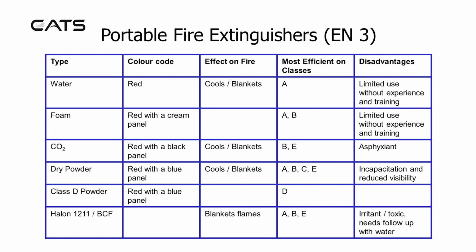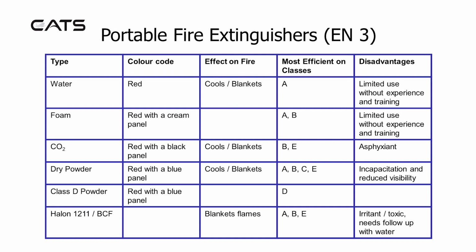Type: the water extinguisher has a red colour code. It cools and blankets fires and is most efficient on Class A. The disadvantage is it has limited use without experience and training. A foam extinguisher is red with a cream panel and is used on A and B fires. Carbon dioxide extinguishers are red with a black panel which blanket and cool and are used on B and E fires. The disadvantage is that carbon dioxide is an asphyxiant.